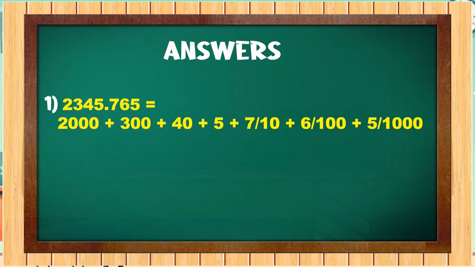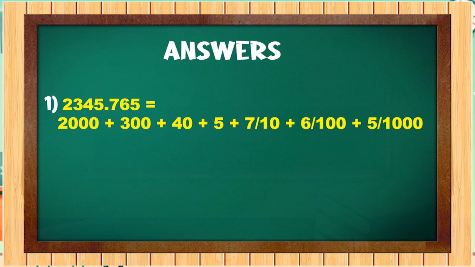You should be finished by now, boys and girls. Let's work. Do you have for the first one 2,000 plus 300 plus 40 plus 5 plus 7/10 plus 6/100 plus 5/1000. You should have that. If you have that, you are absolutely correct.